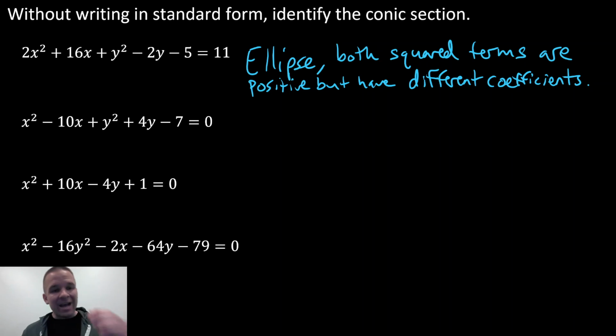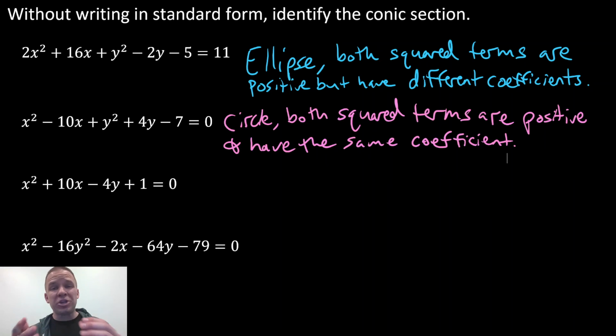I have x squared and I have y squared. I'm only looking at my squared terms here for this. So for that one, I have both positive and both of the same lead coefficient. Therefore, it is a circle. So once again, the thing you should be jotting down in your notes would be that it's a circle, and the reason is both squared terms are positive and they have the same coefficient.